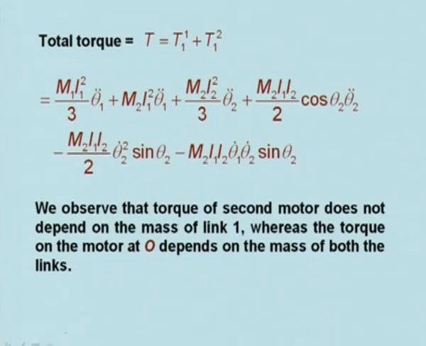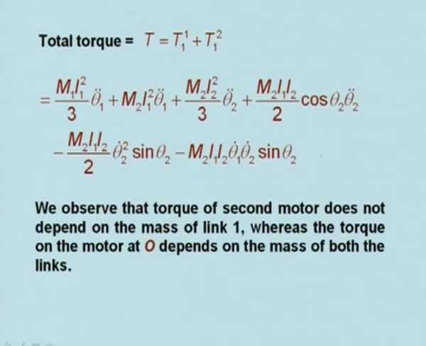Therefore the total torque required at joint O comes out to be T is equal to T11 plus T12, that is M1 by 3 L1 square theta 1 dot plus M2 L1 square theta 1 dot plus M2 L2 square by 3 theta 2 dot plus M2 L1 L2 by 2 cos theta 2 dot minus M2 L1 L2 by 2 theta 2 dot sin theta 2 minus M2 L1 L2 theta 1 dot theta 2 dot sin theta 2.